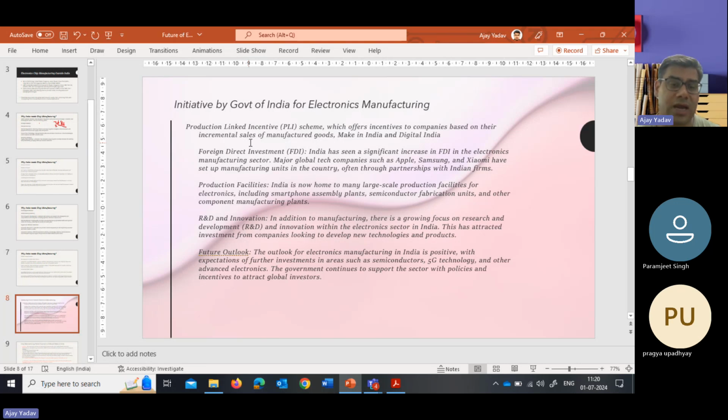So what I want to say is that whether it is R&D, innovation, or each and everything, the government is attracting a lot of investment in our country in the area of semiconductor, 5G technology, and other advanced electronics based technologies also. So in future, I can say that in India, it is going to be very important now. If you are a good electronics engineer, there are a lot of opportunities.